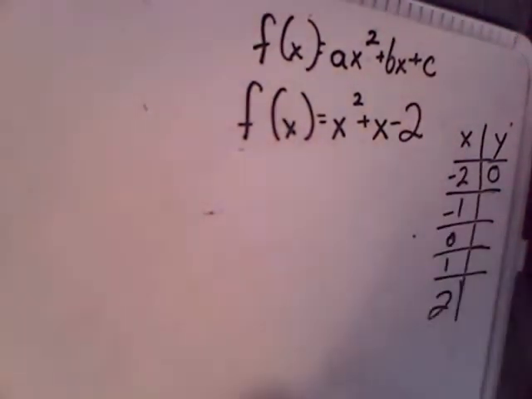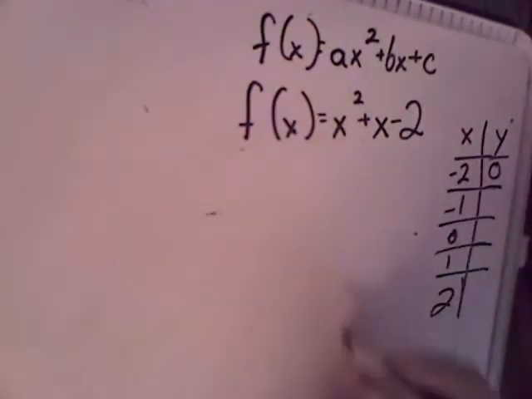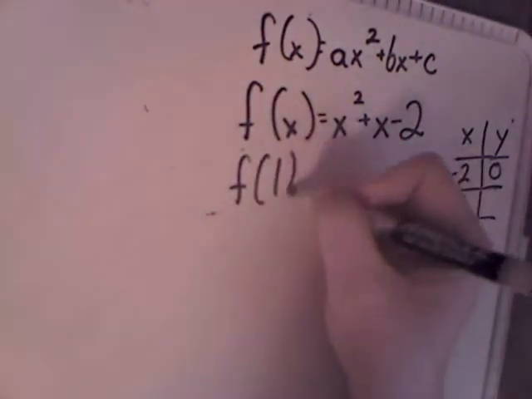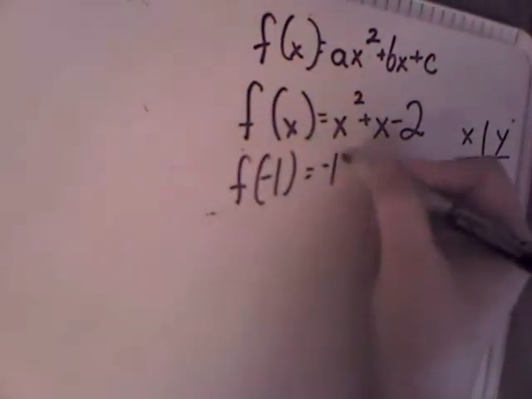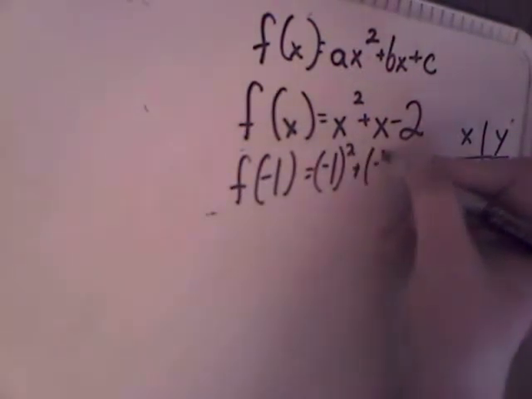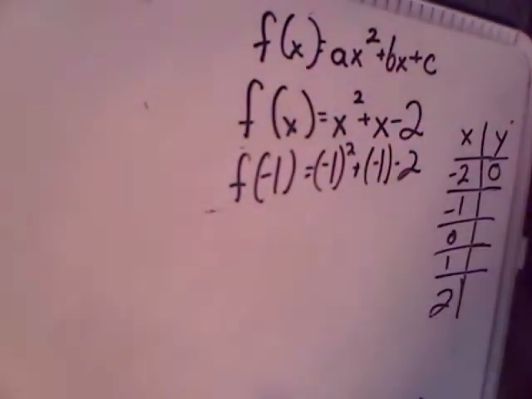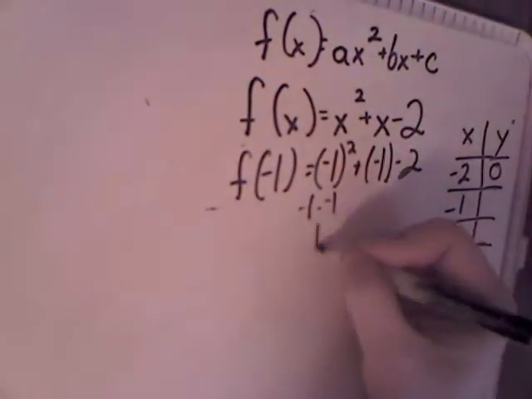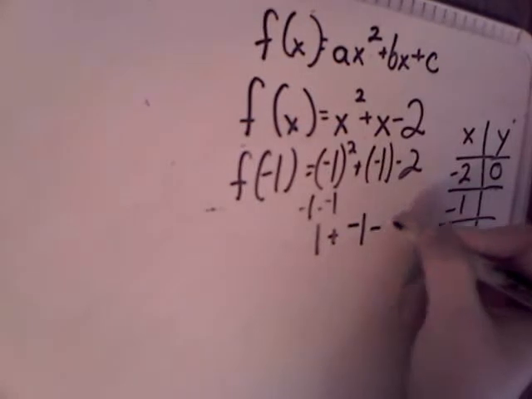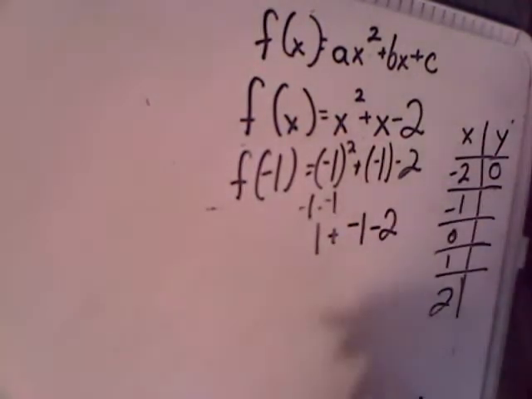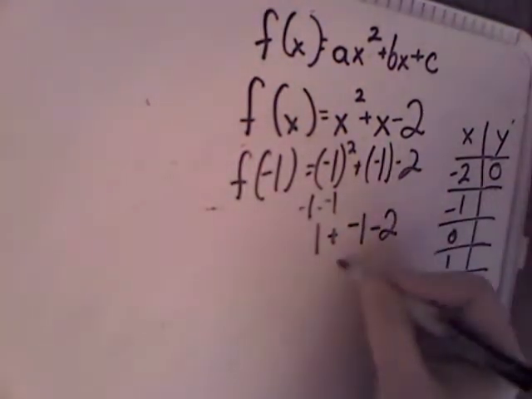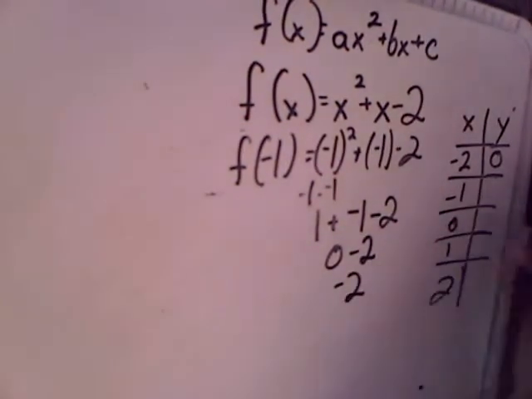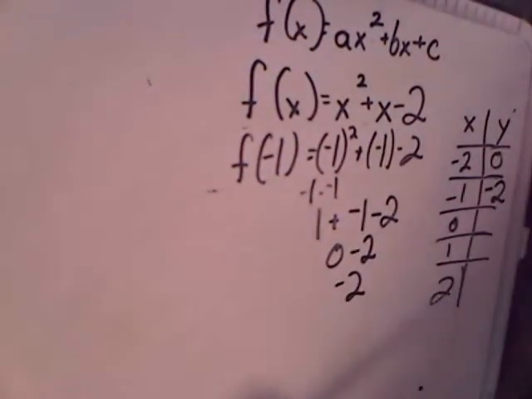I'm going to do the whole thing over again, except now x is going to equal -1, excuse me. When x is -1, -1 to the second power, -1 times -1 is going to be 1 plus -1 minus 2. 1 plus -1 is going to be the same thing as 0. 0 minus 2 is -2, so my y value is going to be -2.